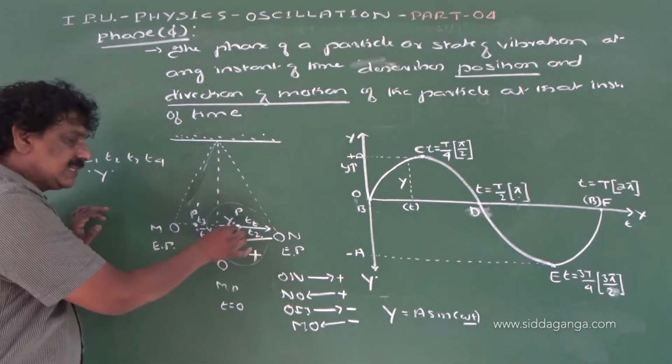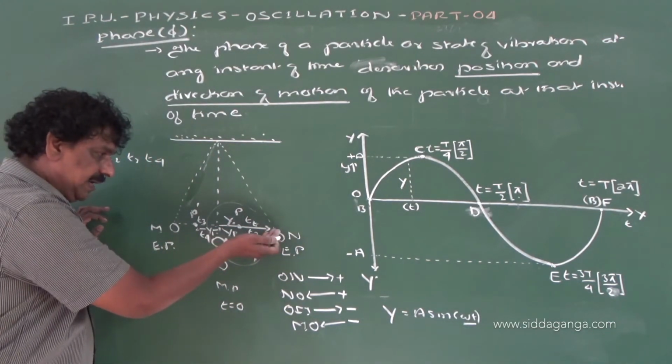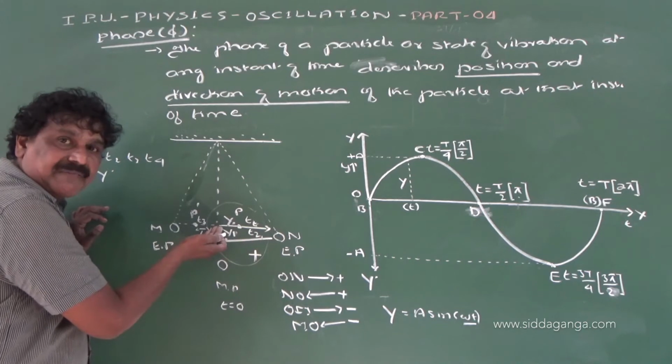Here the position is y1 during motion away from the mean position.